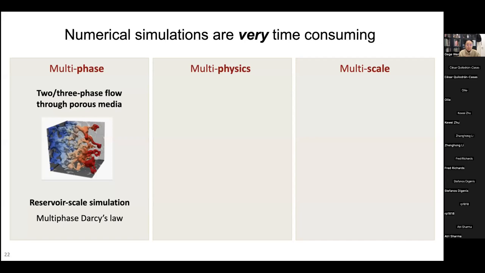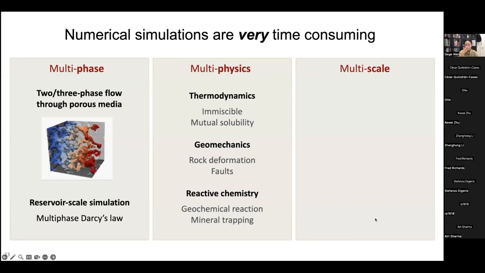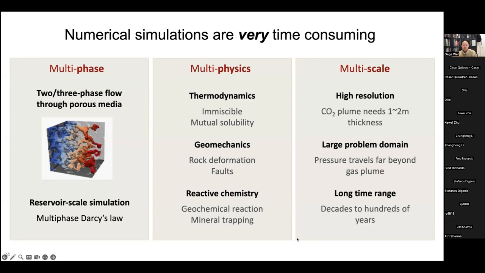So that was the nature of the problem, which is multiphase. We also have multiphysics and multiscale. For multiphysics, we need to couple our simulation with thermodynamics, geomechanics, or reactive chemistry when we simulate CO2 and its interaction with subsurface water. And we also have this problem of multiscale. We need really high resolution to simulate the CO2 plume because the CO2 plume has low viscosity and it will form a really thin gravity tongue under the cap rock.